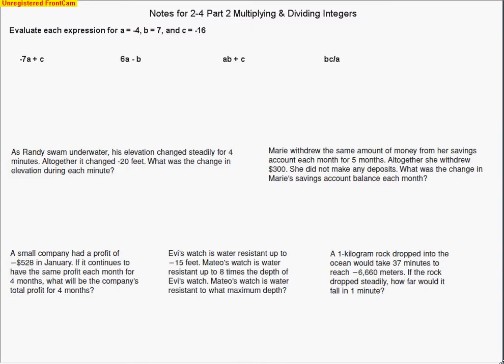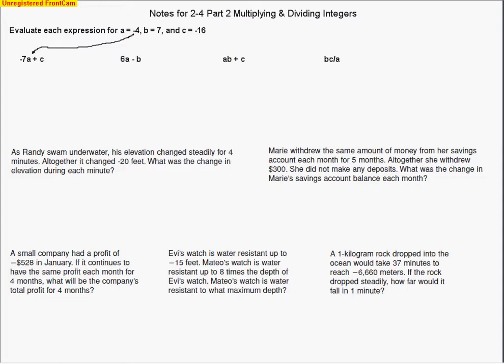Today we are going to be multiplying and dividing integers again. However, this time we're going to end up having to evaluate some expressions. When they have the word evaluate, that means that we want to substitute some numbers into an expression. So I'm going to take this value of a, which equals -4, and I'm going to put it in place of the a in the equation below.